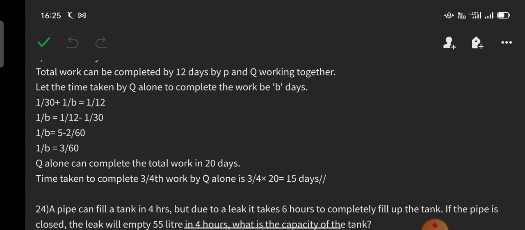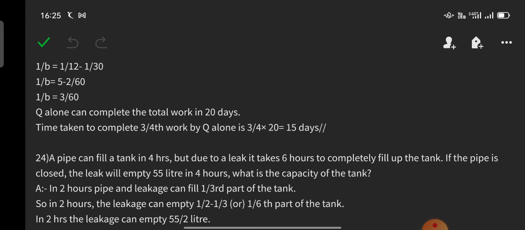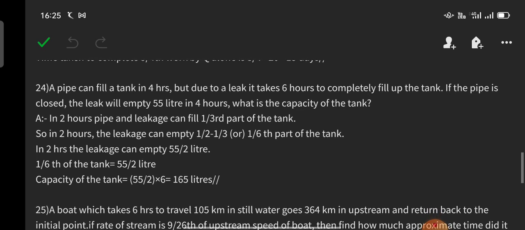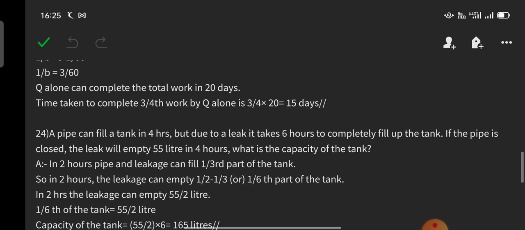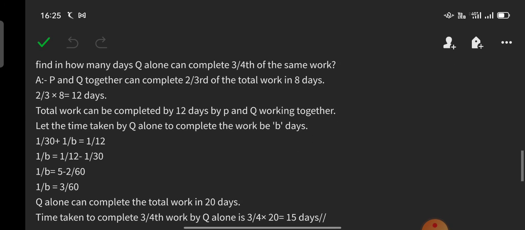So the answer is 3 by 60. Sorry, 1 by B, that is Q. You have to do this. Q alone can complete the total work in 20 days. 3 by 60 means nothing but 3 20s are 60, so you are getting 20. So here the time taken to complete 3 by 4th work by Q alone is 15 days, that is 3 by 4 into 20, because Q was 3 by 4.